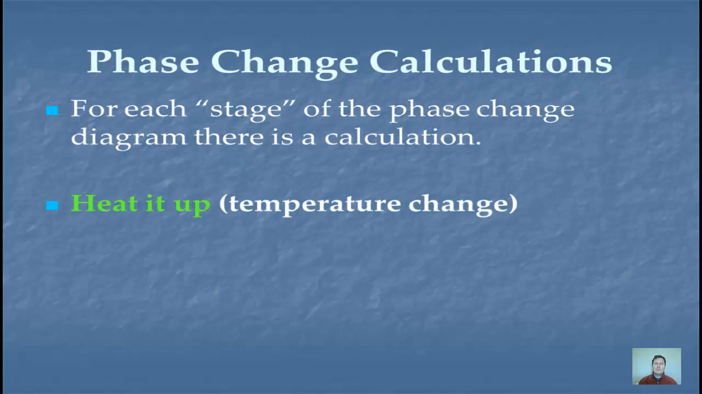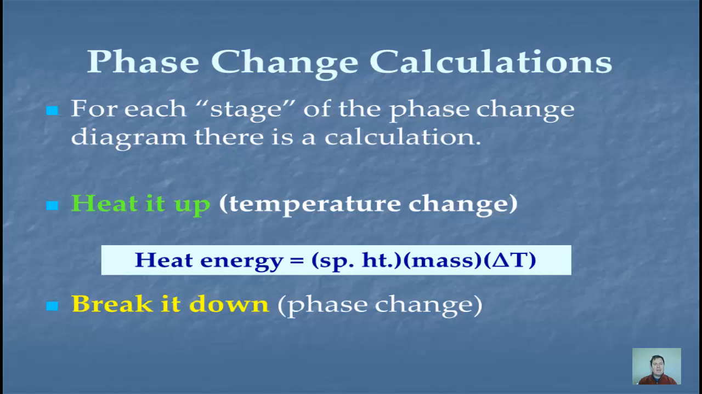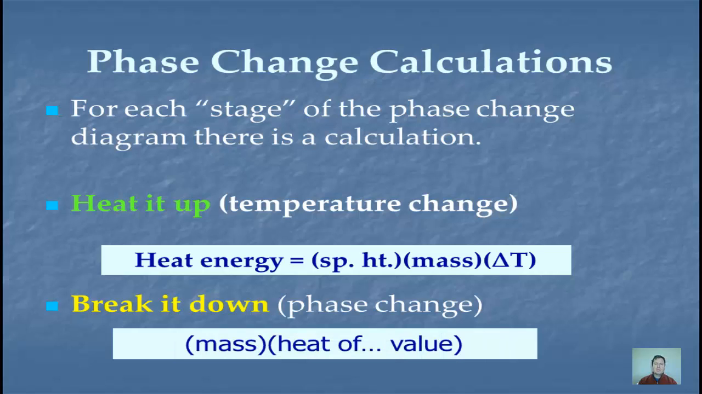Okay, two things are happening if we think back to that heating curve. Either you're heating up, those were our angles, right? We had 3 angles where it's a single state of matter, solid, liquid, or gas. If we heat it up, we're going to use our heat energy. Remember this equation? Heat energy is specific heat times mass times delta T. Well, that's our angles. The other thing we can do is what I call break it down. This is the phase change. We're going from one phase to another. And our formula for that is we're going to take the mass of whatever we're using, multiplied by the heat of fusion, heat of vaporization, heat of condensation, whatever that value is at what plateau.